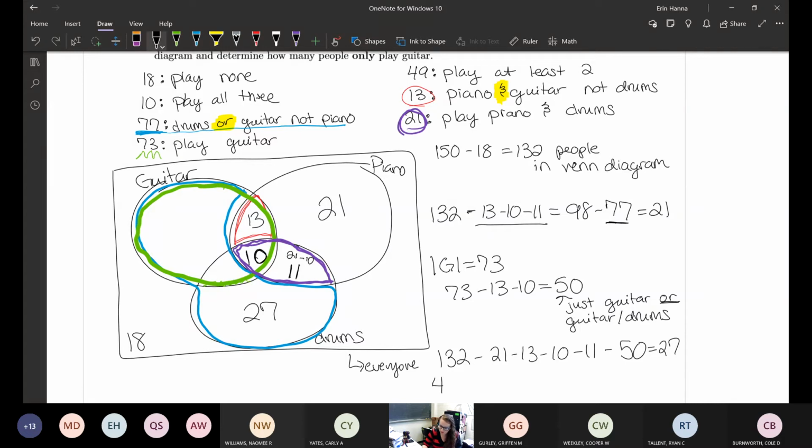So we know that 49 people must play at least two. We know 13 play guitar and piano, 11 play piano and drums, and 10 play all three, which leaves 15 people that must play at least two instruments but haven't been put anywhere, which means that they must be in the guitar and drums piece. If there had to be 50 people between guitar and drums, 50 minus 15 is 35. So there's 35 people who just play guitar.